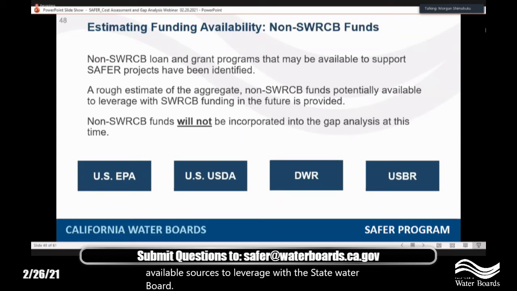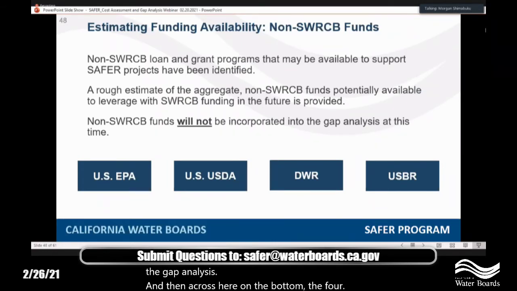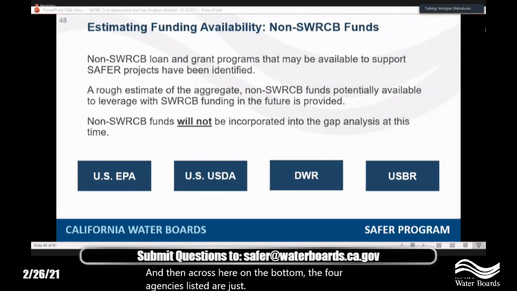However, again, we aren't able at this time to incorporate the actual dollar amounts into the gap analysis. And then across here on the bottom, the 4 agencies listed are just some of the main agencies we found other funding programs through, but there were several others that aren't included here in this slide. Next slide.